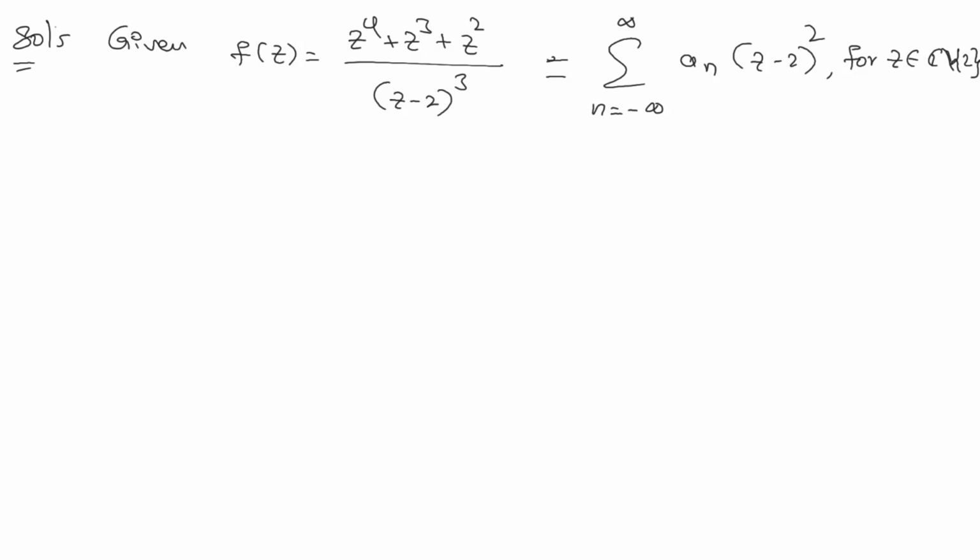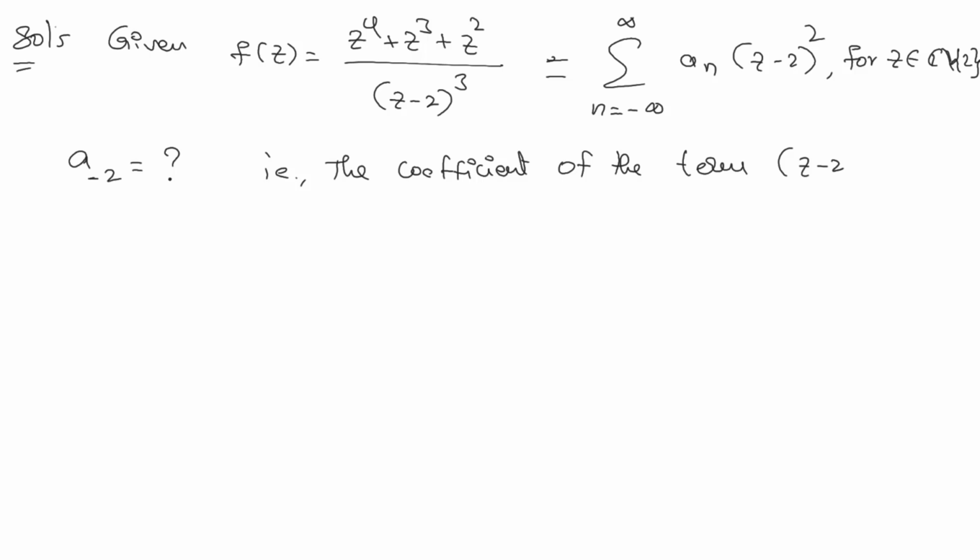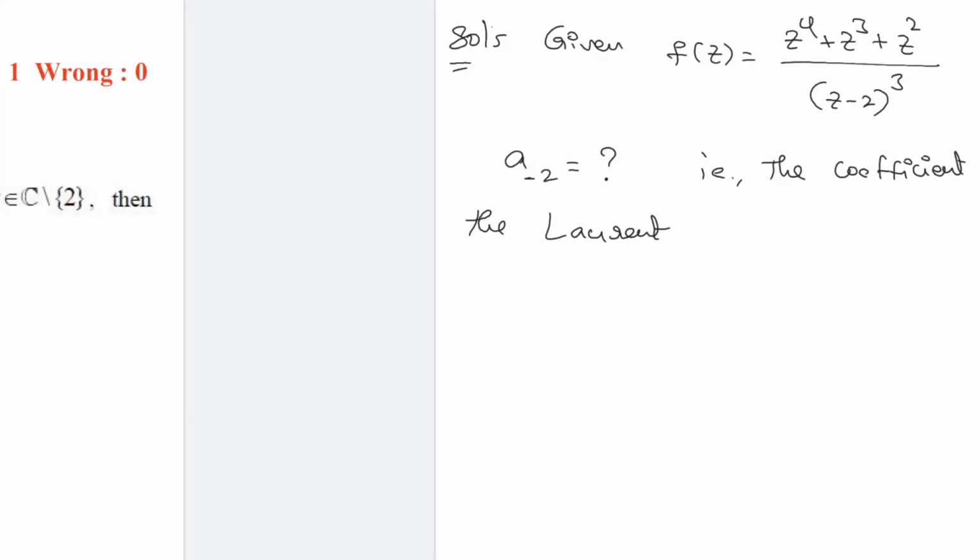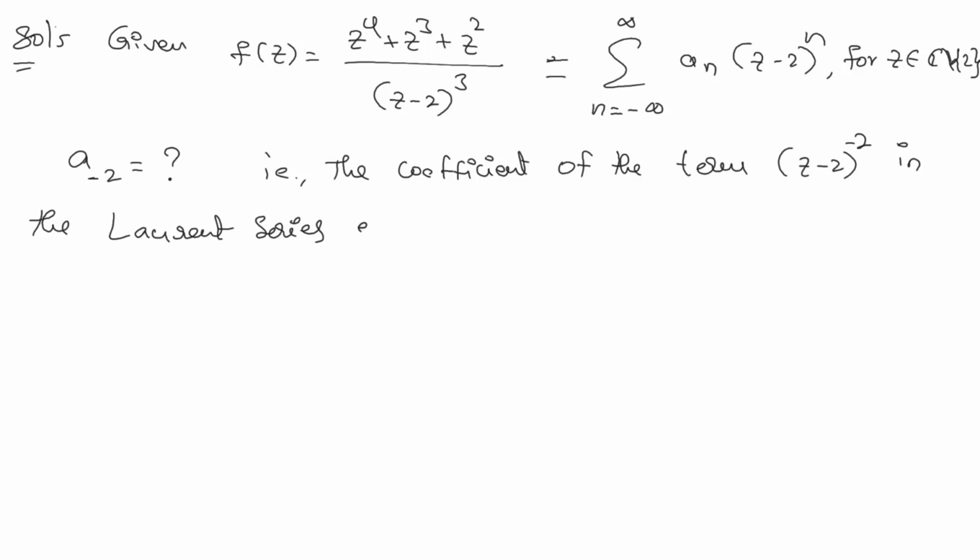So it is asked to calculate the value of the term a_{-2}, that is the coefficient of the term (z minus 2) whole power of minus 2 in the Laurent series expansion of f of z about the point z equal to 2.